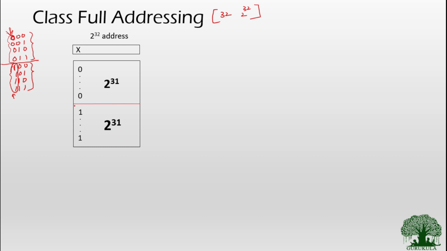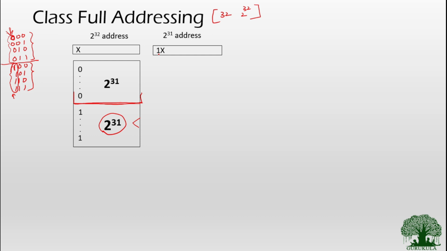Now you should not alter anything in this particular block. You will keep this block as such, and then I will further divide the other block into two blocks again. So I have 2 power 31 addresses here, and I will try to divide only this 2 power 31 addresses again into 2. How do I further classify it into 2? Here, all the bits in this block start with 1, so this bit is always 1. We cannot change this.